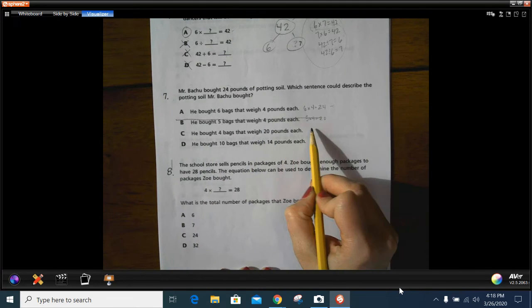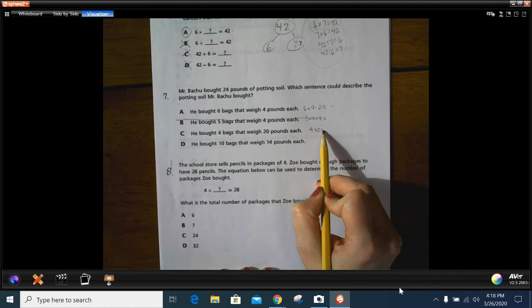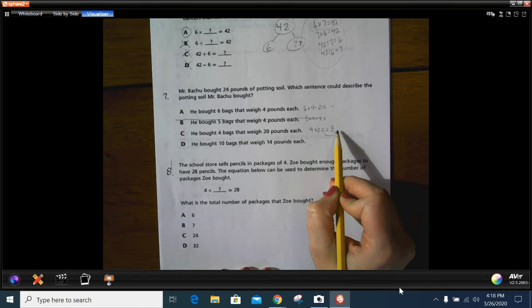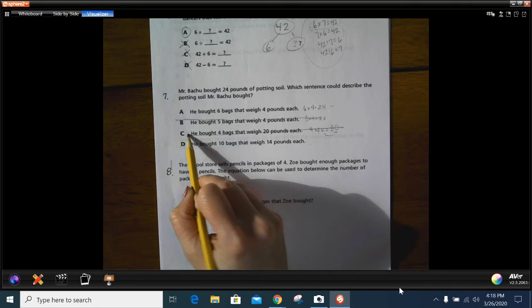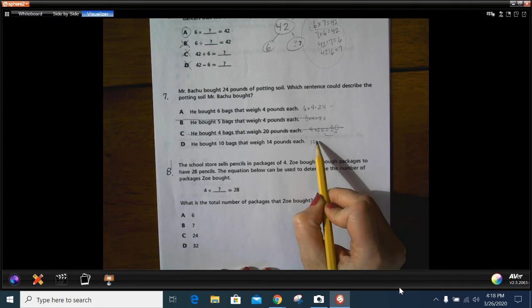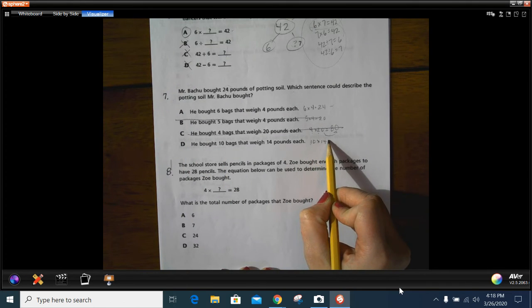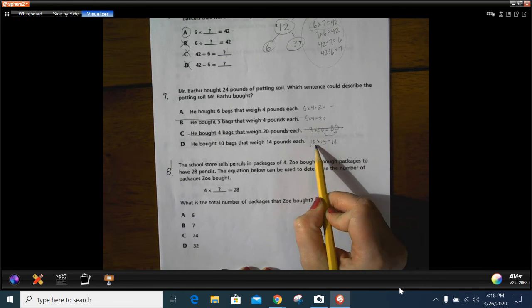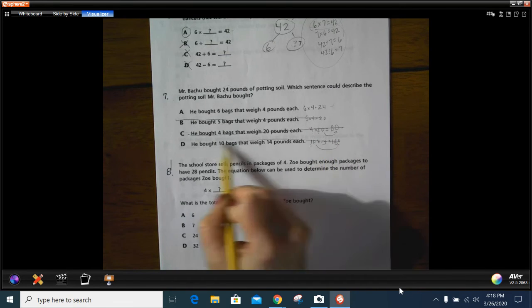4 bags that weigh 20 pounds. 4 times 20. Remember, 4 times 2. Bring over that 0. That doesn't work. 10 bags that weigh 4 pounds. Ooh, easy fact. 1 times 4. Bring over that 0. That does not work. A.